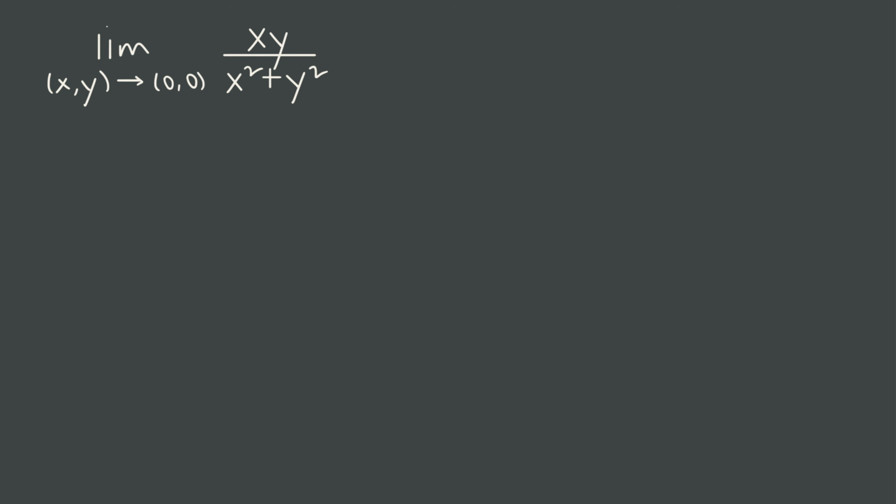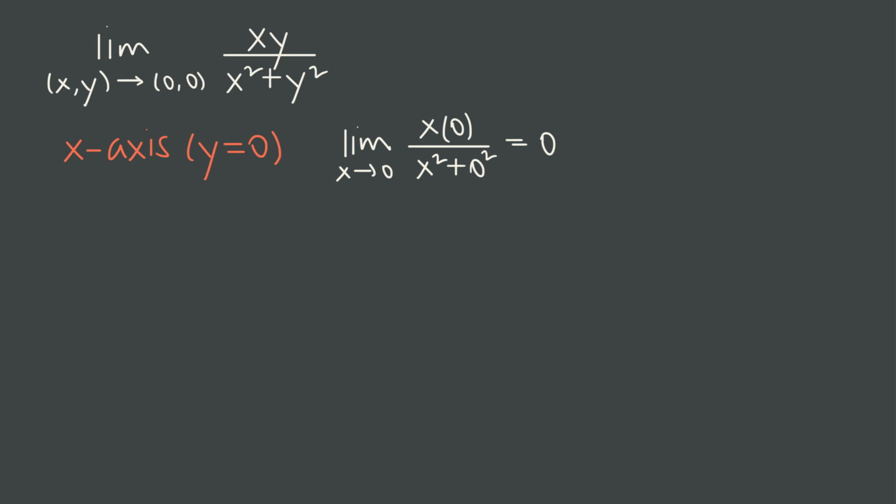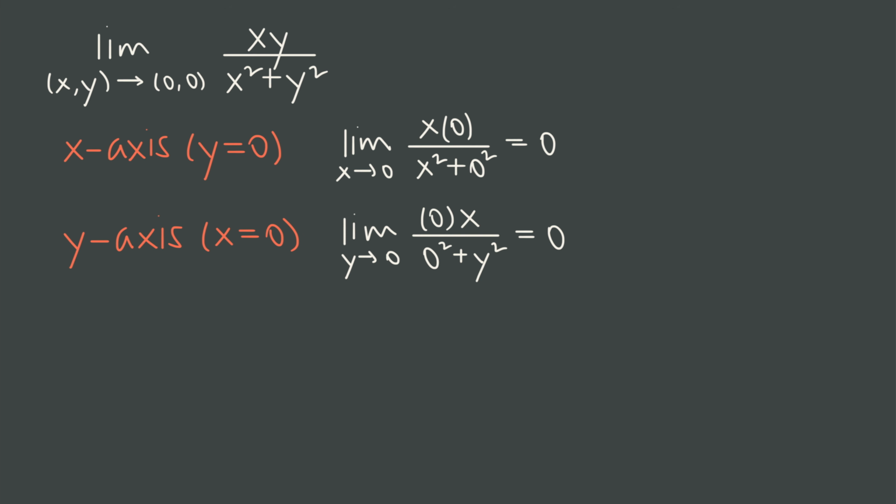Okay, but what about the limit problem that we started with at the very beginning of the video? In this one, if we approach along the x-axis, or the line y equals 0, this problem simplifies to the limit as x goes to 0. We substitute 0 for y, and we end up with 0 over x squared, or just 0. And if we test the y-axis, or the line x equals 0, we end up with the limit as y goes to 0 of 0 divided by y squared, and we also get 0.